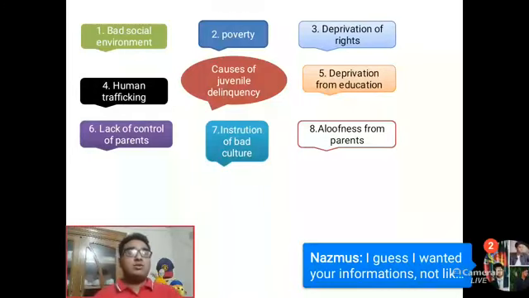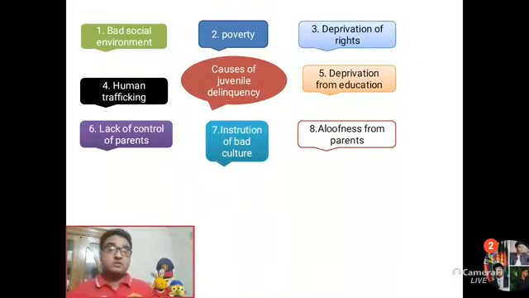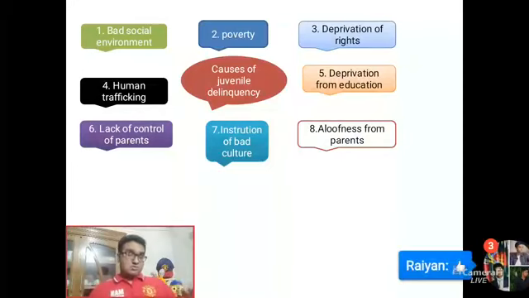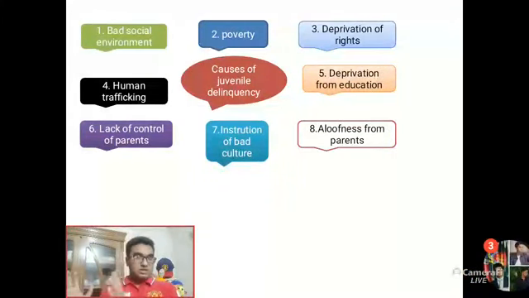Number eight, aloofness from parents. The indifference of parents to their children can be one of the causes of juvenile delinquency. So I request all of the parents to give much time to the activities of their children, otherwise they can be derailed. So these are the causes of juvenile delinquency in the perspective of Bangladesh.